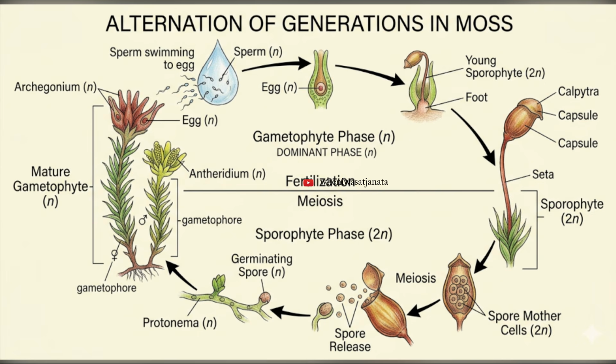The phenomenon in which sporophytic and gametophytic generation come one after another is called alternation of generation.